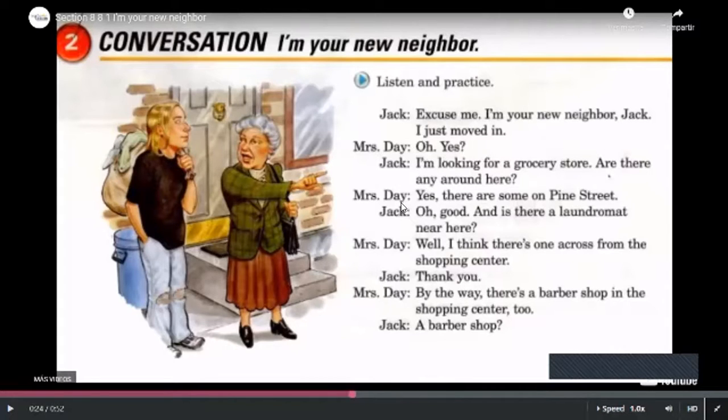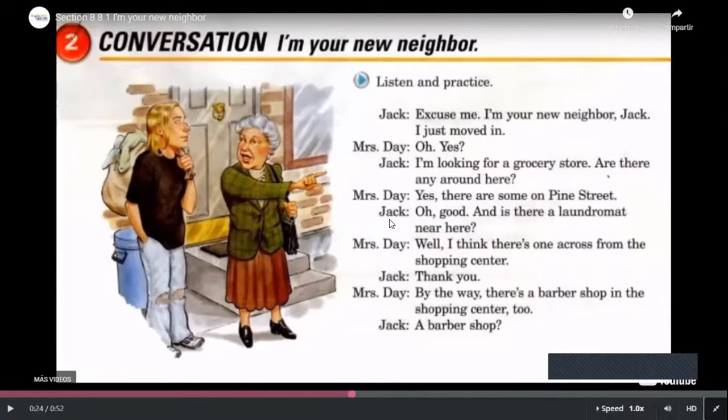Teacher Caleb is going to be Jack, and all my students are going to be Mrs. Day. Are you ready to practice? Yes. Let's go. What's your pronunciation? Because I'm listening to you. Let's go. 3, 2, 1. Here we go. Excuse me. I'm your new neighbor, Jack. I just moved in. Oh, yes. I'm looking for a grocery store. Are there any around here? Yes, there are some on 5th Street. Oh, good. And is there a laundromat near here?